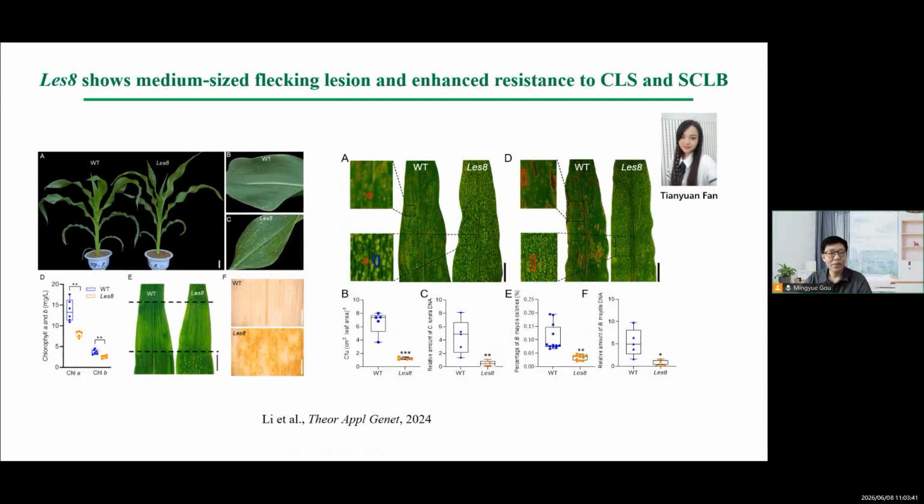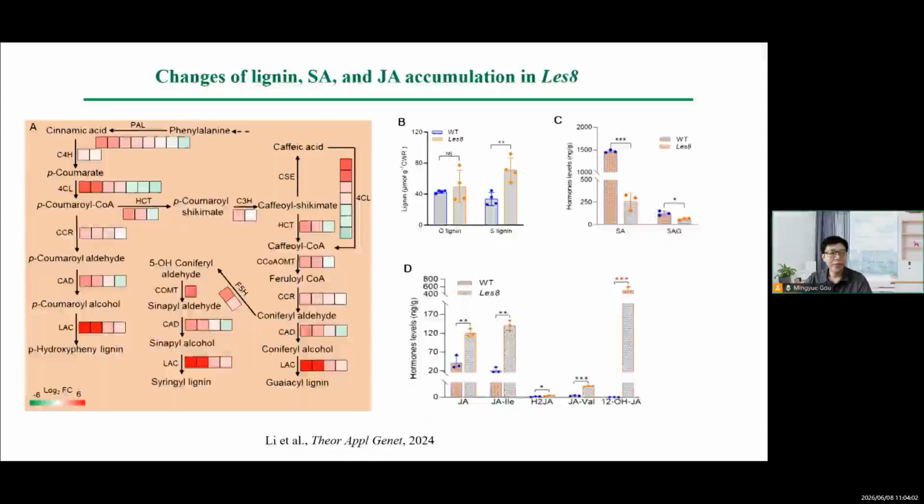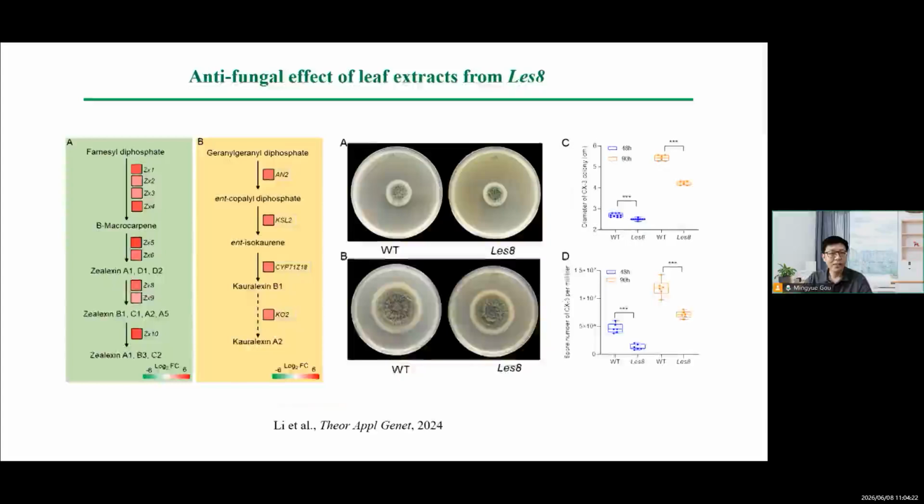Other than the lesion-mimic phenotype, NAS8 shows enhanced resistance to Curvularia leaf spot and southern corn leaf blight. By BSR-seq analysis and map-based cloning, NAS8 was mapped to a region on chromosome 9, and this locus was not reported before. Similar to NAS30, S-lignin level and JA level were increased in the NAS8 mutant. However, SA level was dramatically decreased in the NAS8 mutant, indicating different mechanisms underlying NAS8 conferred disease resistance.